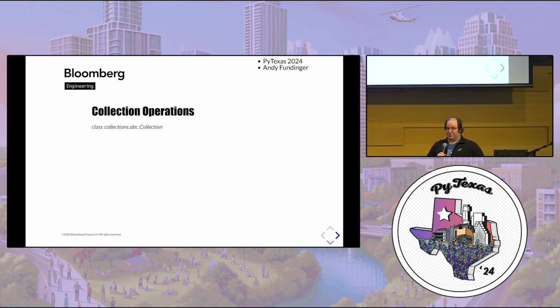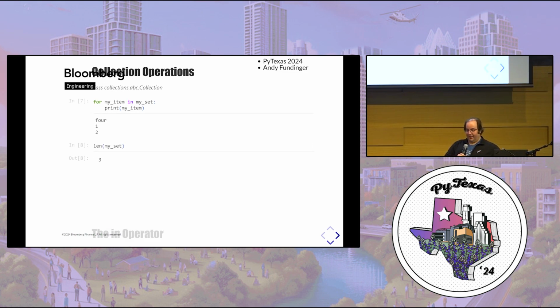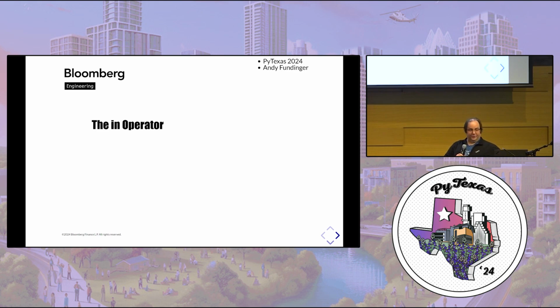They are also collections from the abstract base class collections, which gives them a few properties. Particularly, they are iterable. Thank you, Moshi. They have a length, and they have the in operator. So I can say, is this in my set? Yes. Is this not in my set? Also yes, because I chose the thing I removed.